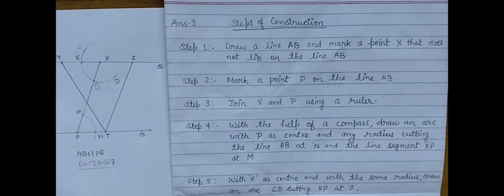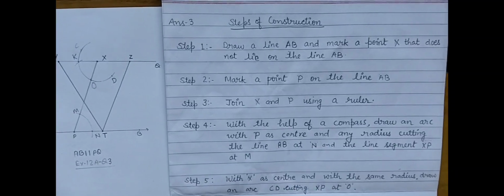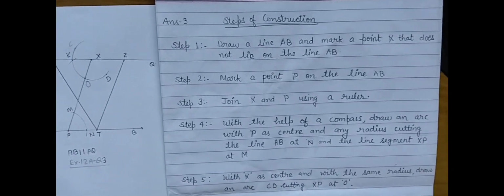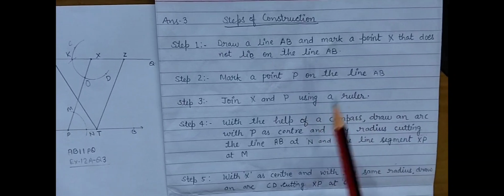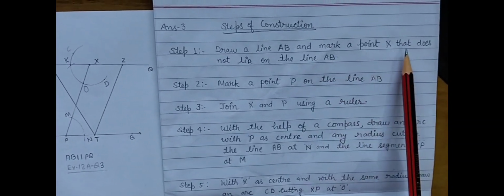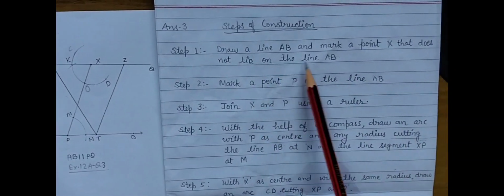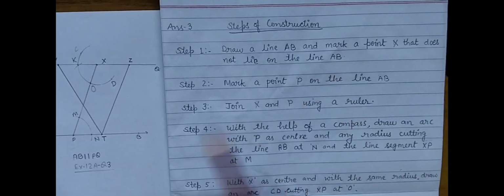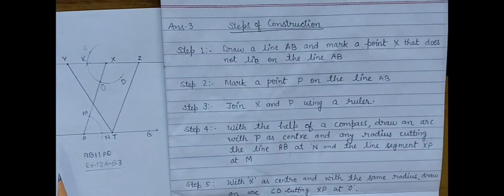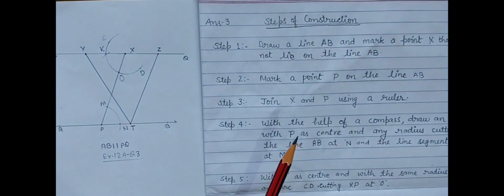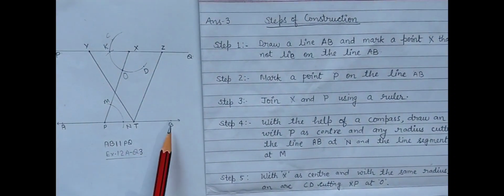Hello students, this is the third question of exercise 12a. First step is to draw a line AB and mark a point X that does not lie on the line AB. So you have to draw a line AB, just like this.